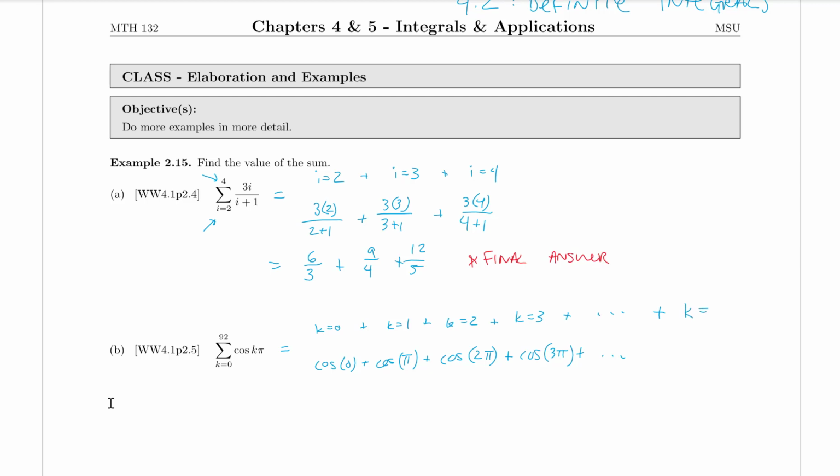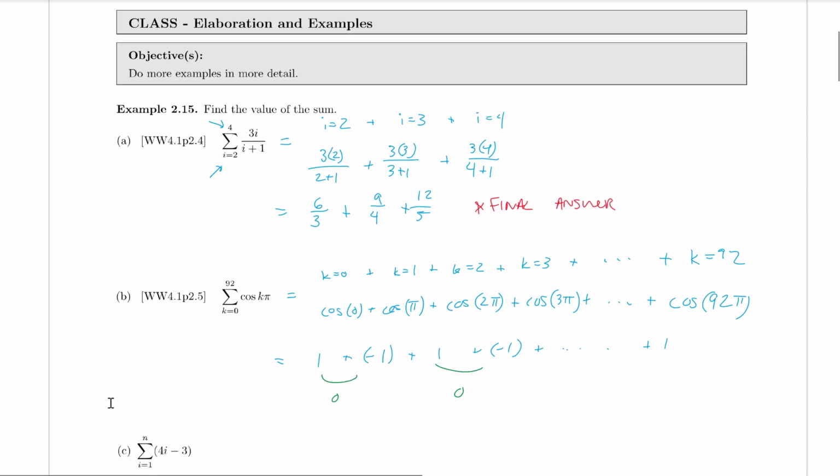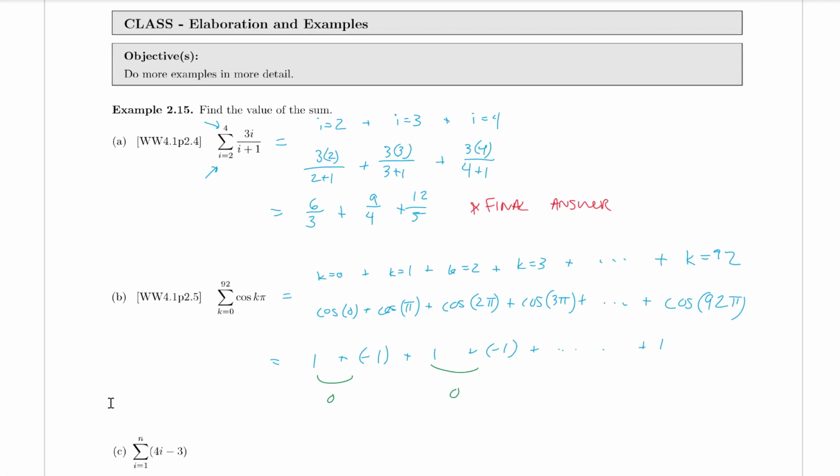Eventually we're going to plug in a 92 up here, so we're going to get the cosine of 92 pi. If we evaluate these cosine functions, we get 1 plus a negative 1 plus a positive 1 plus a negative 1. And our last term here is going to be a positive 1. And if you notice, we can pair off each one of these terms, and we get 0 with each odd-even pair. And then at the very end here, we can expand this a little bit more.